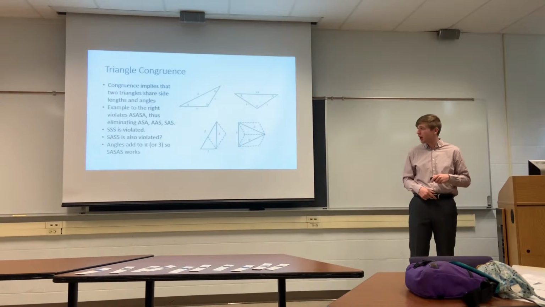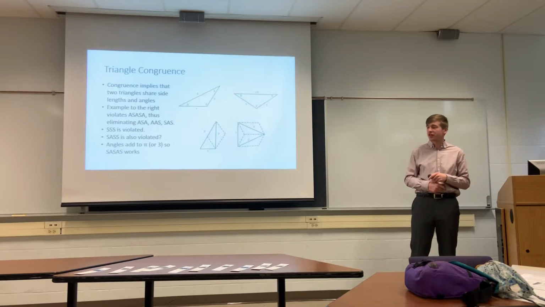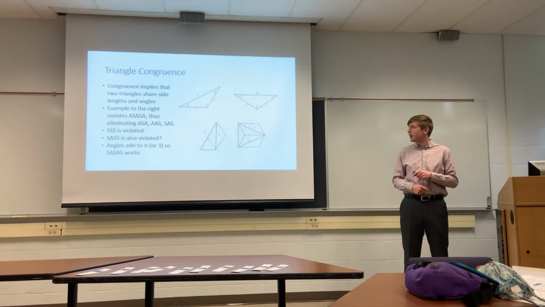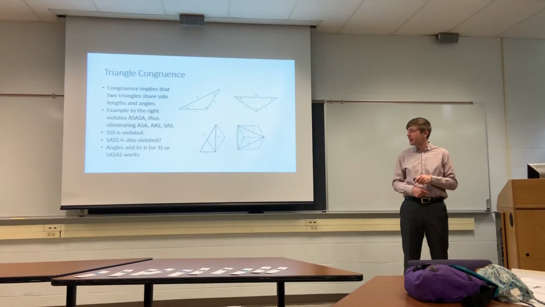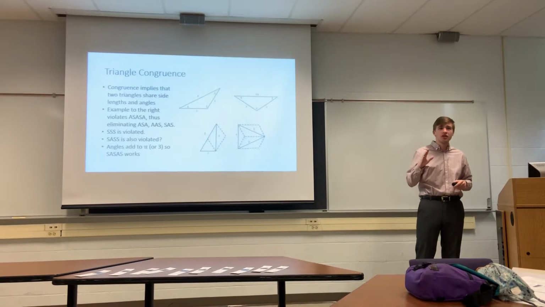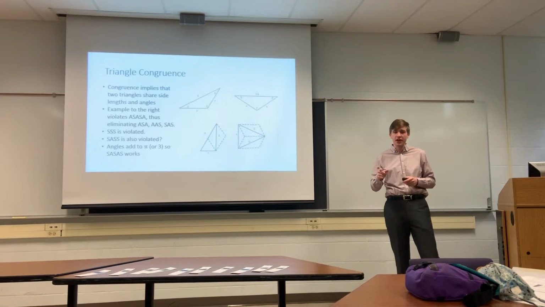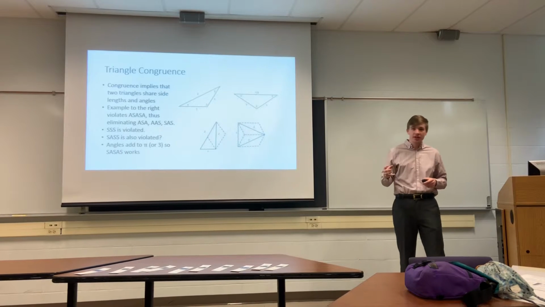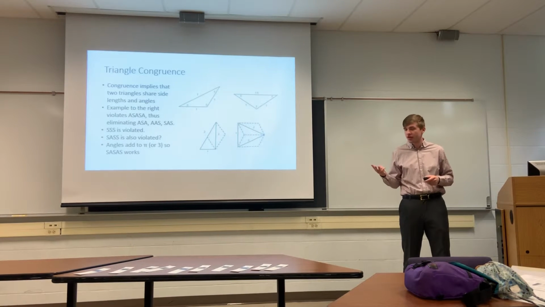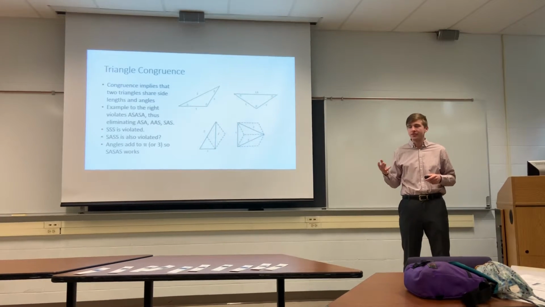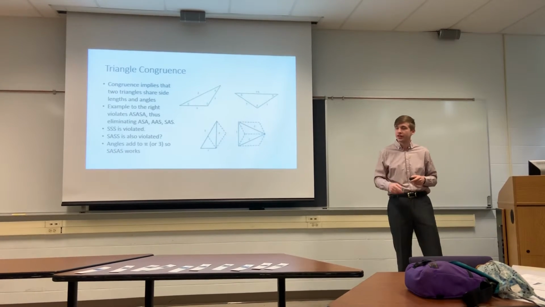Angles add up to pi, or 3 radians in this metric. So if SSS is violated, then the only congruence law left will be side, angle, side, because the three sides are already going to be congruent, and the two angles will determine the third angle.